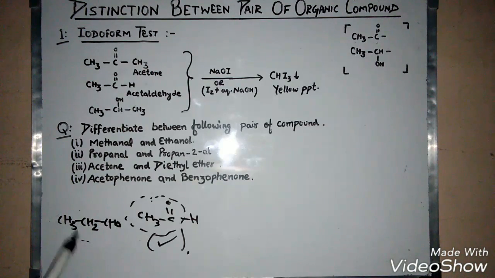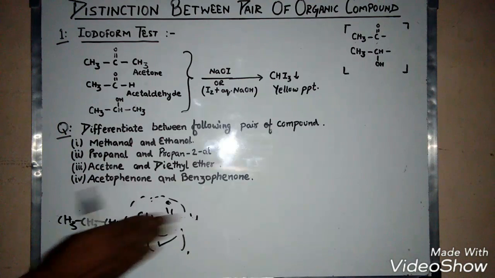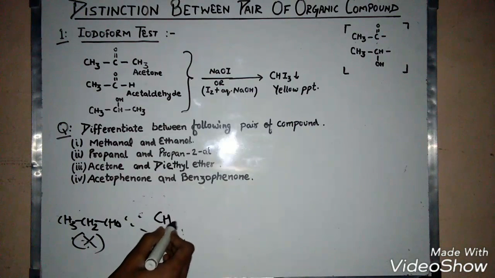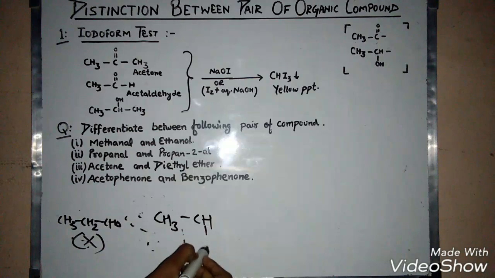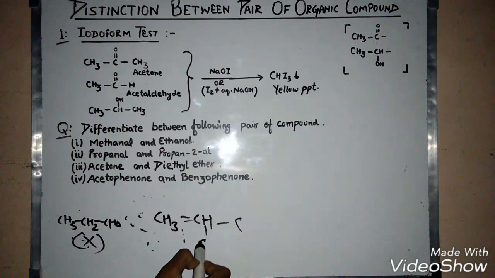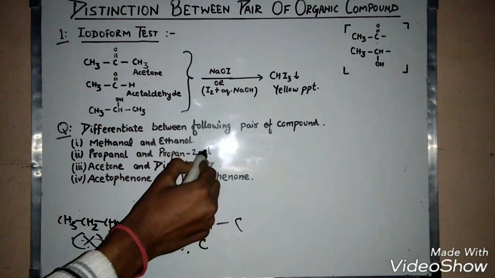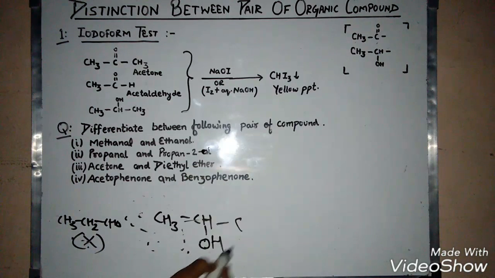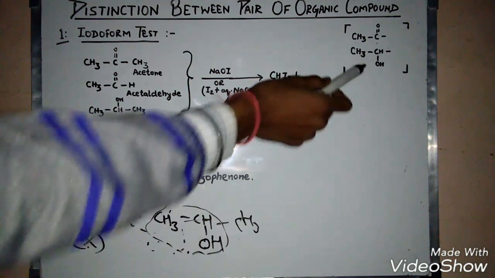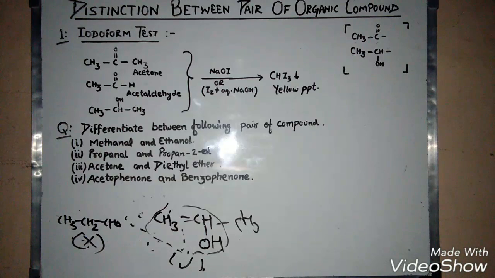Again, there is neither CH3CO group nor CH3CHOH group in propanol, so this compound will not give the iodoform test. Whereas the structure of propan-2-ol is CH3CHOHCH3. In this compound, CH3CHOH group is present. Therefore, this compound will give the iodoform test. Therefore, iodoform test can be used to distinguish between these pair of compounds.